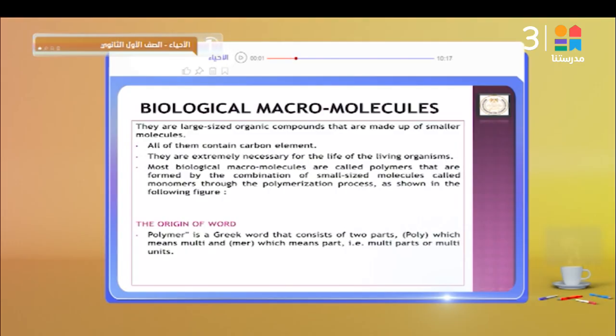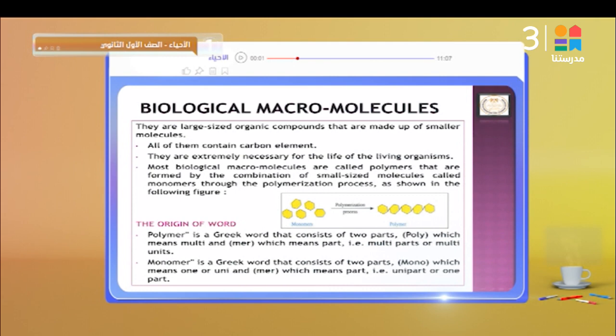The origin of the word polymer is a Greek word, كلمة يونانية, that consists of two parts. Poly, which means multi, يعني عديد بالعربي, and meros, which means part, i.e., in other words, multi parts or multi units. This is the origin of the word.